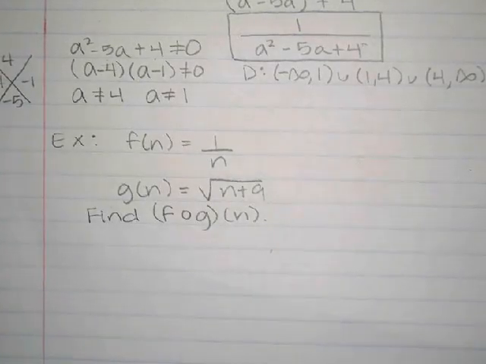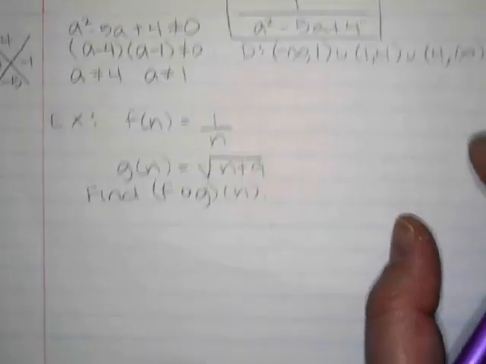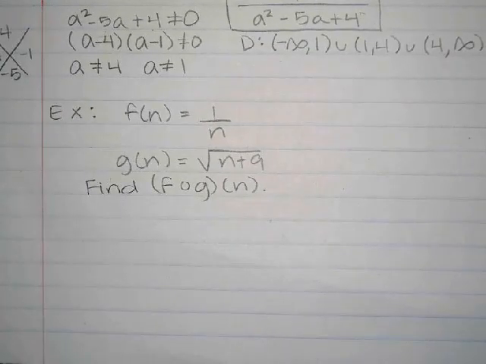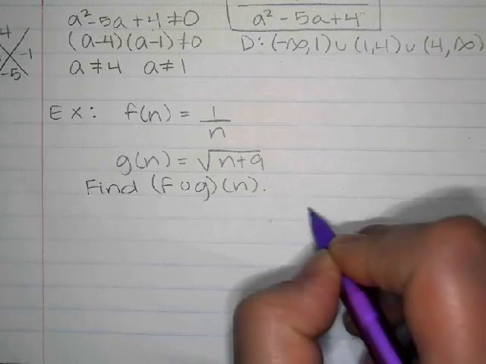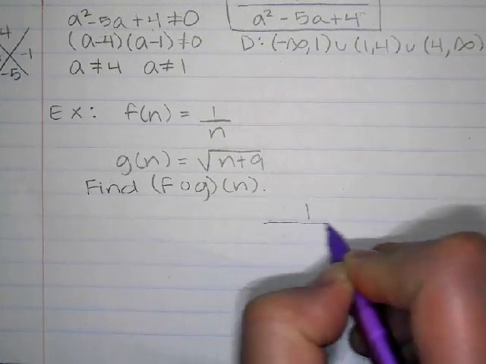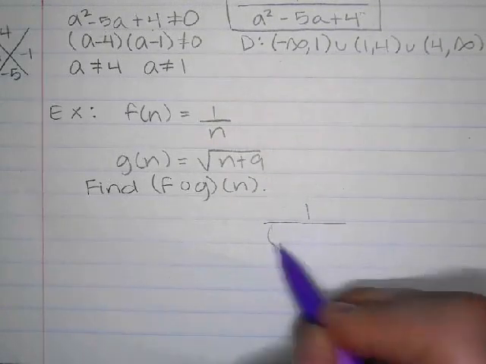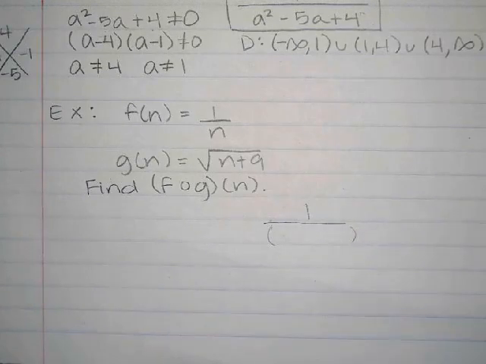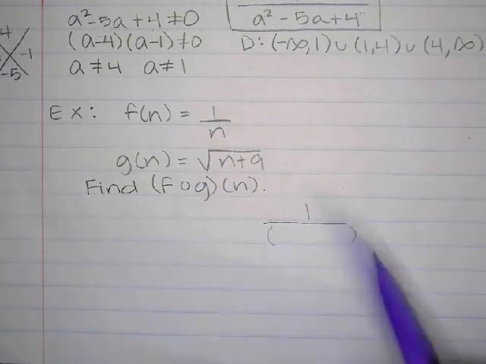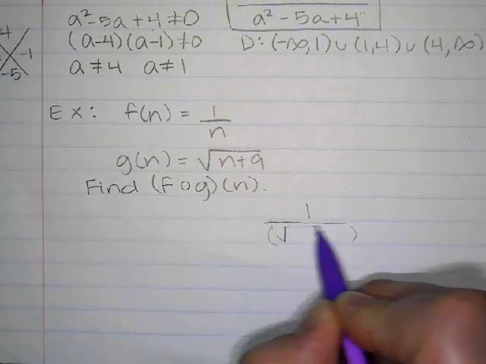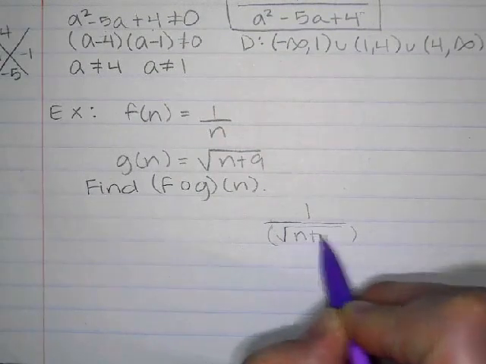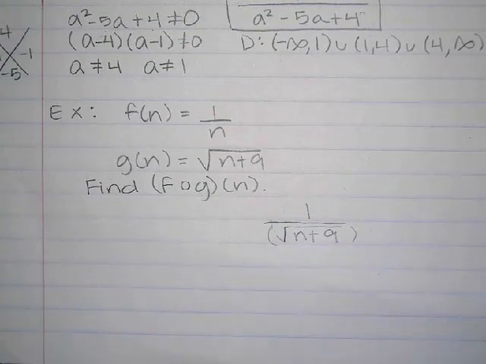All right. So, what do we need to start with? The G goes into the F. So I'm going to start with F. I've got 1 over... And then the whole thing's going to get plugged in, right? The whole thing's going to go down there. Okay? And it's the G that's going to go down there. The square root of n plus 9. Okay? So we are done with that.